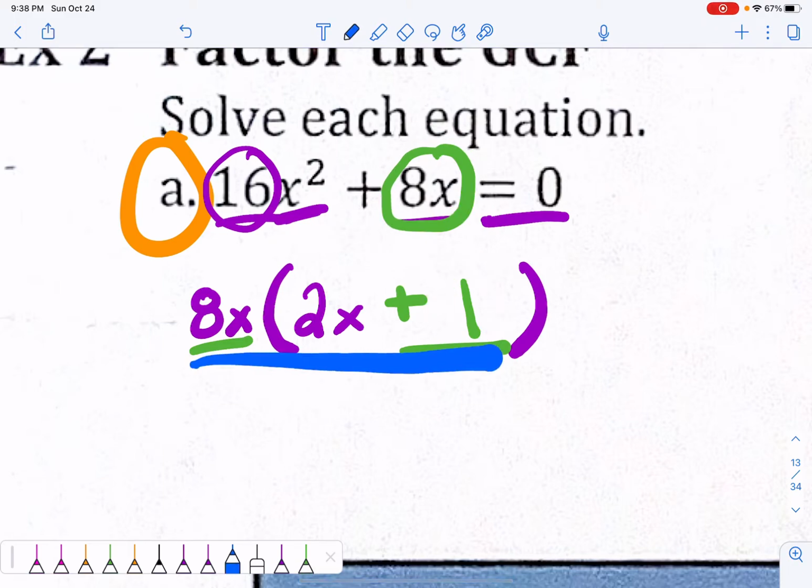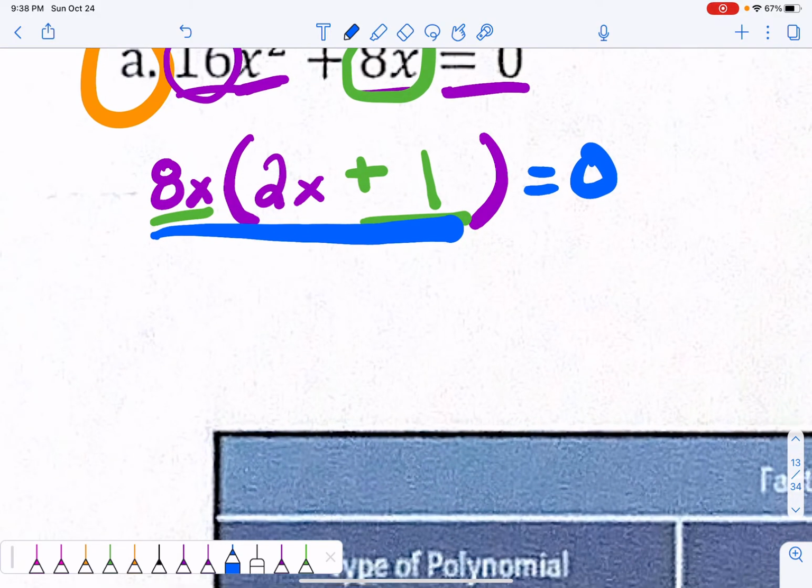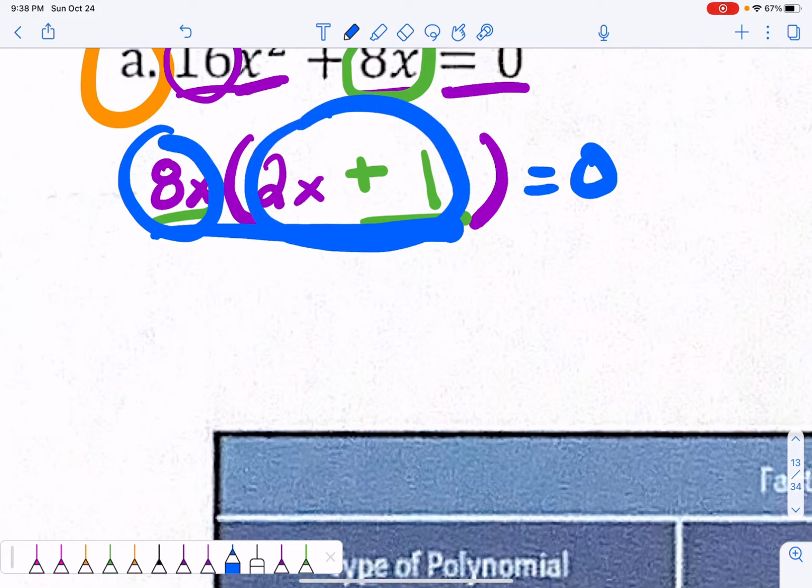So this is what we have going on here, and we're going to set those equal to 0. Okay, so now I have 2 chunks. I have this 8x chunk, and I have 2x plus 1 as a chunk, okay?